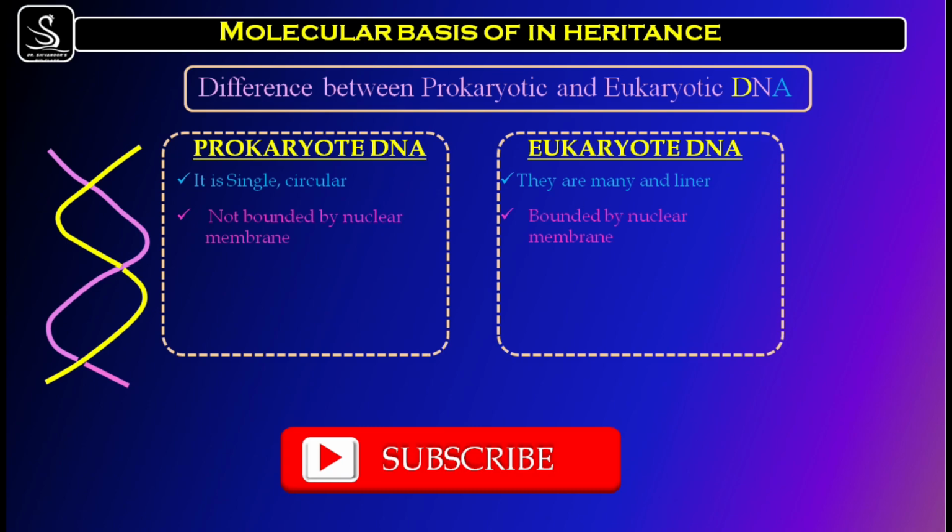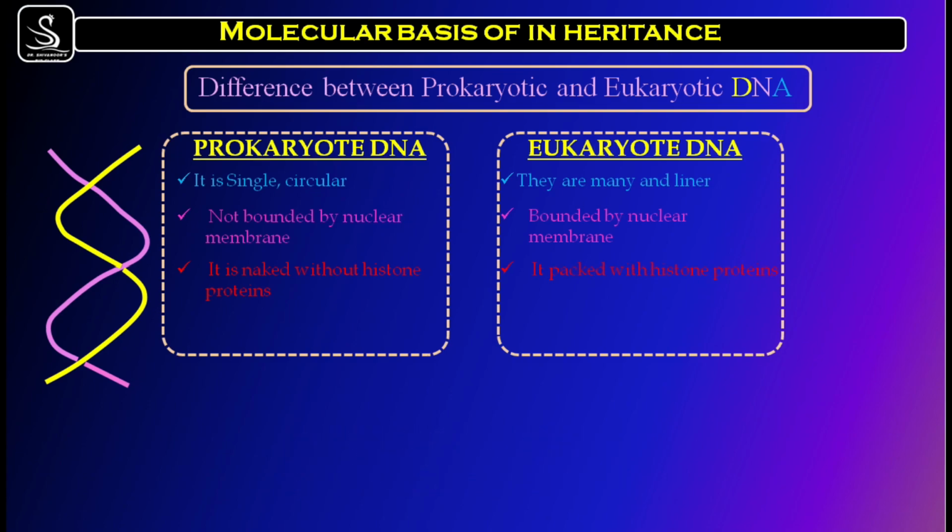Then in prokaryotes, the DNA is naked, without histone proteins. So it is not wrapped around histones in prokaryotes. It is just a single circular DNA. But in eukaryotes, it is packed with histone proteins. Remember, my dear students, whatever DNA is inside our body is packed with histone protein.